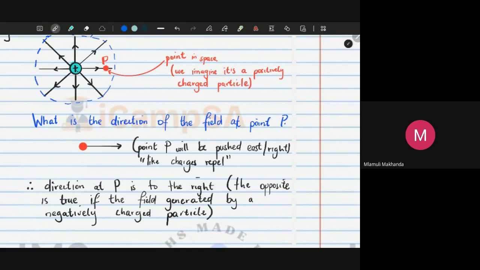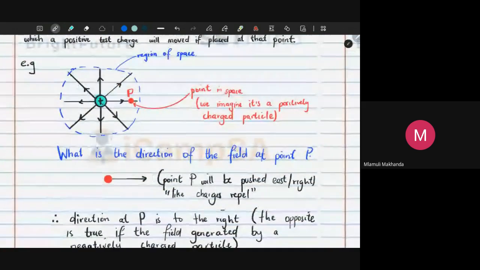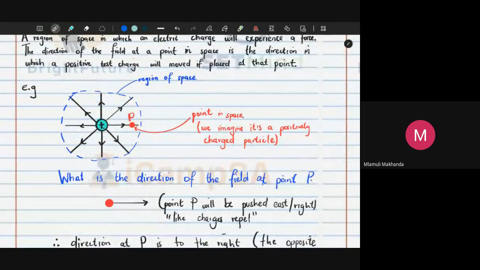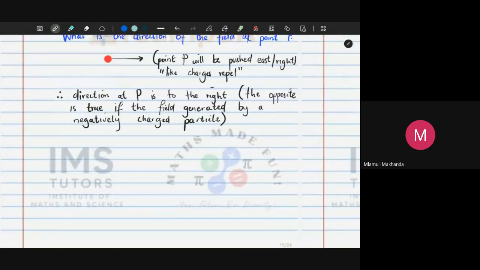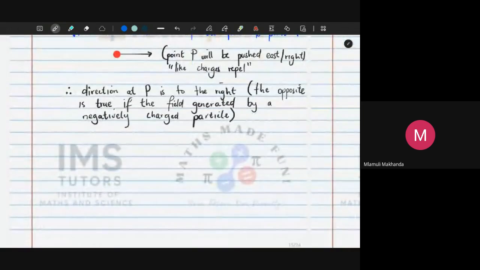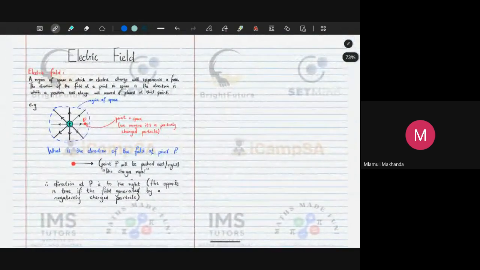So that is applicable to any point along this region of space. We could have placed it here, we could have placed it there, we could have placed it anywhere, basically, along this space. We would imagine that that point is a positive test charge, and therefore we would want to know where that point is going to move. Right, so that's it. And then now there's another definition. Electric field at a point.